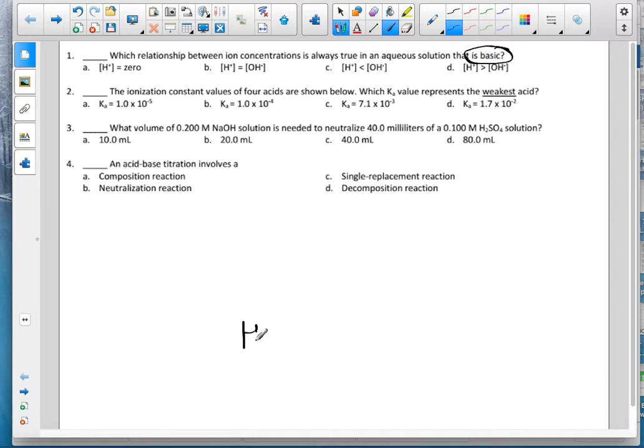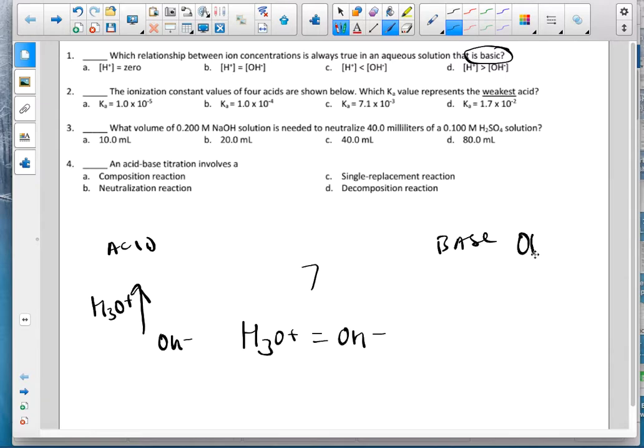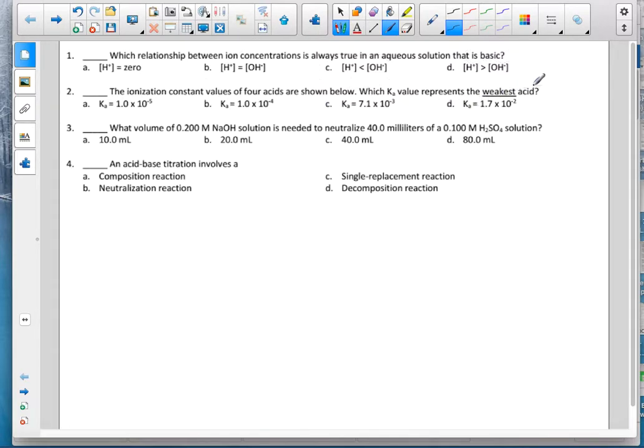If we say something is neutral, it means the H3O plus and the OH minus are basically equal. That's what water is when it's a pH of 7. If the H3O plus is greater than OH minus, that's when something becomes an acid. If something is a base, that means you have greater amounts of OH minus than H3O plus. So if we say something's basic, that means we have to have a greater amount of OH, so C is the correct answer.